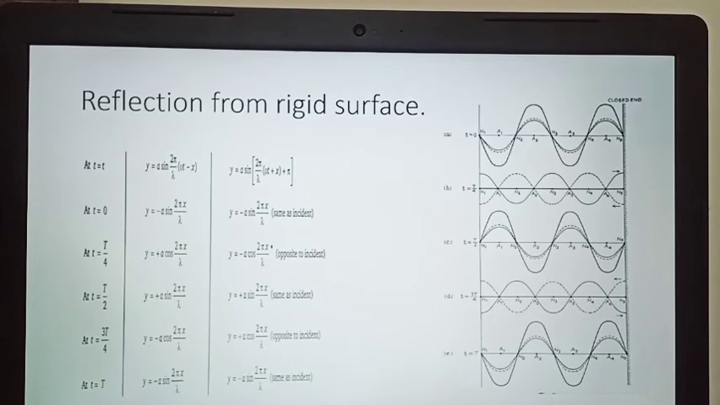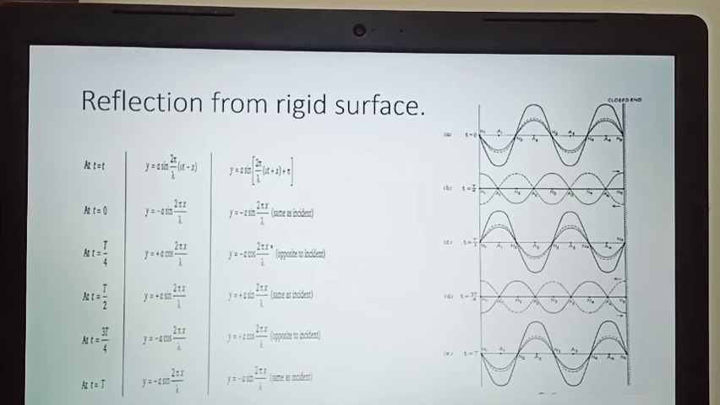Air column vibrations that we have already seen in an open organ pipe and a closed organ pipe. In an open organ pipe, both the ends are open. In a closed pipe, one end is closed. And in both the cases, we can find the modes of vibration.